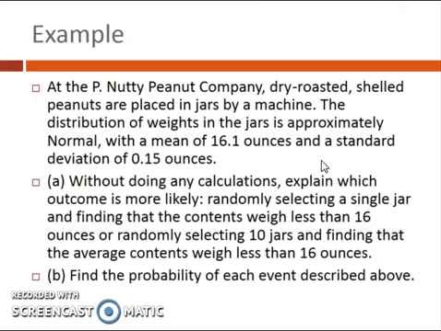All right, another one. At the Peanutty Peanut Company, dry roasted shelled peanuts are placed in jars by machine. The distribution of weights in the jars is approximately normal, with a mean of 16.1 ounces and a standard deviation of 0.15 ounces. That information is important. Without doing any calculations, explain which outcome is more likely: randomly selecting a single jar and finding that the contents weigh less than 16, or randomly selecting 10 jars and finding that the average weighs less than 16. What do you think is more likely without actually doing the math?